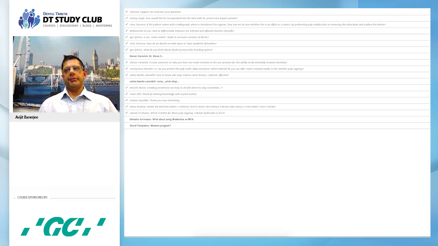MTA probably has a slightly better biochemical response to the pulp cells, but really MTA is of a similar family of materials to calcium hydroxide. Calcium hydroxide is cheap, probably easier to handle. So for direct pulp capping, if you have MTA present, try to use that. If not, calcium hydroxide is perfectly reasonable. But if you can avoid the exposure in the first place, if at all possible, then that will be the best option.